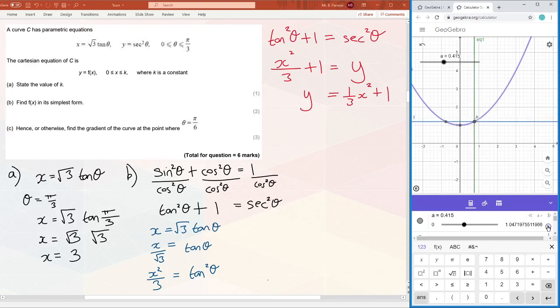Look at this. If I press play, you can see the trace is exactly on the graph, on the parabola, but it's within the range which has been stated here.